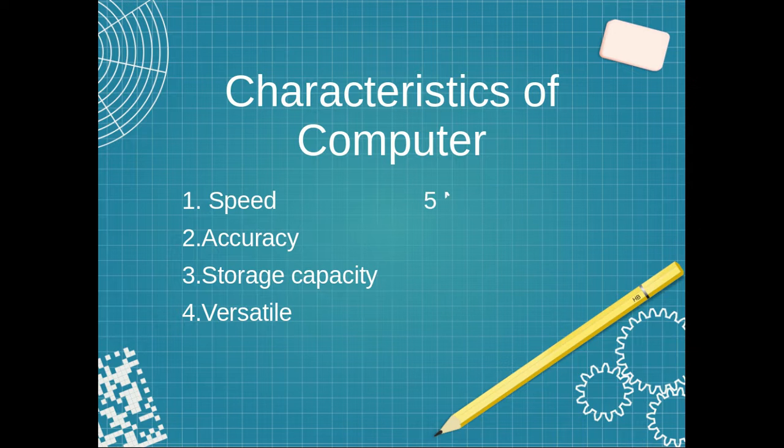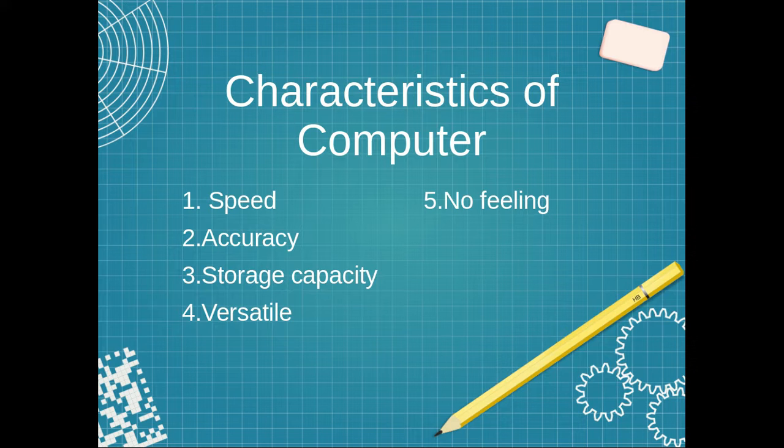The next characteristic of the computer is that computer has no feelings. Because it is an electronic machine, it will perform the operations that are instructed to it. Other than that, it will not do anything on its own.